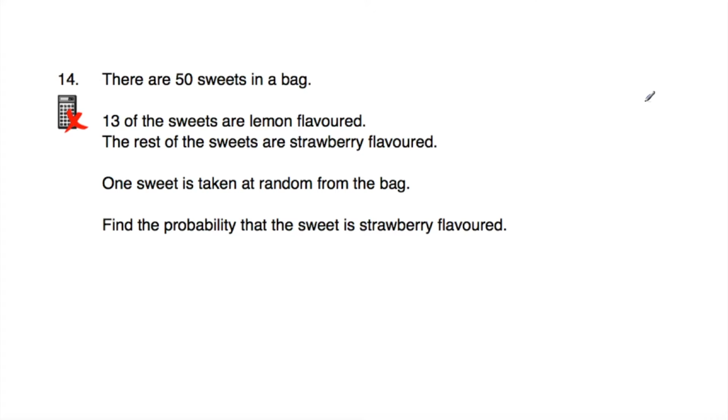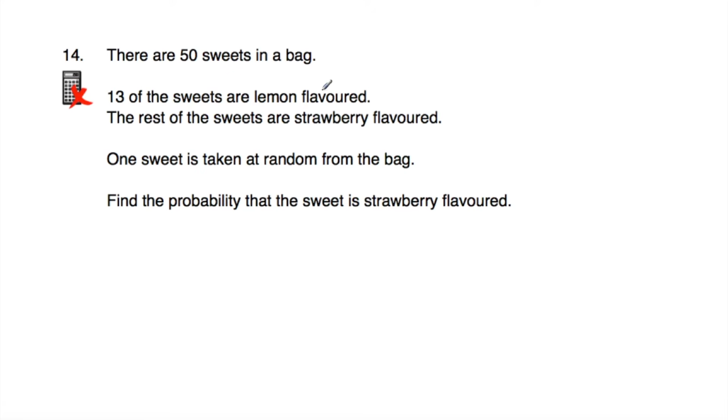Question number 14. We're told there's 50 sweets in a bag, and 13 of the sweets are lemon flavoured, and the rest of the sweets are strawberry flavoured. And we're told that one sweet is taken at random from the bag. We've been asked to calculate the probability that the sweet is strawberry flavoured. So we know there's 50 sweets in the bag altogether, and 13 are lemon flavoured. So that means the rest of the sweets must be strawberry flavoured.